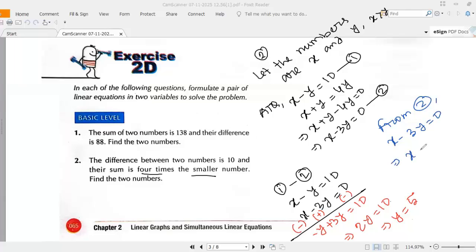So x minus 3y equal to 0. Then x equal to 3y, or x will be 3 multiplied by the value of y, which is 5. So 3 5s are 15. So here we will get two numbers. One is 15, another one is 5, and 15 is the bigger number. Okay, and that is the solution of question number 2.